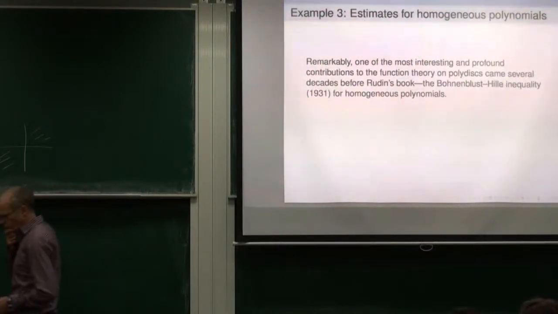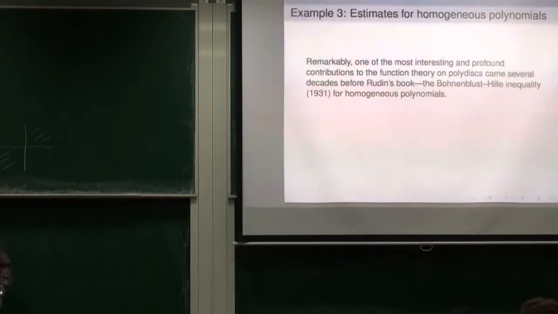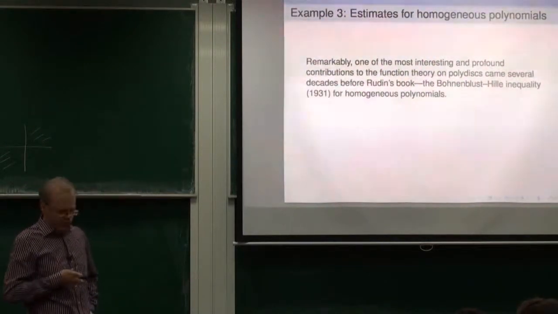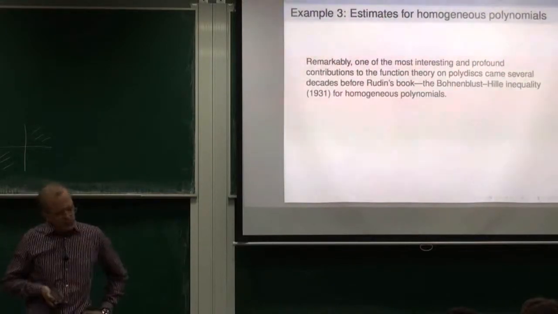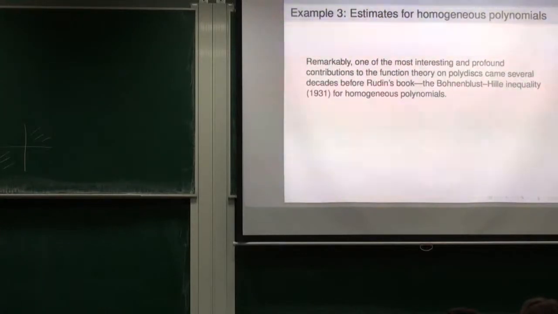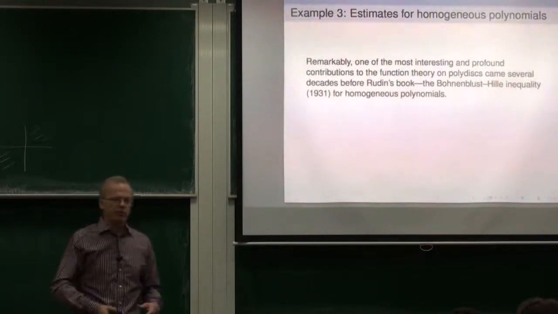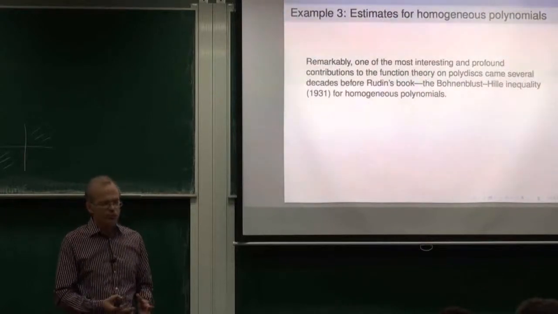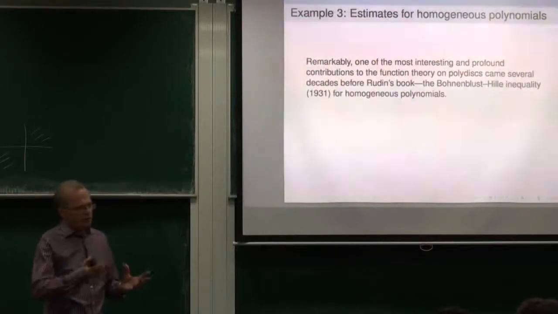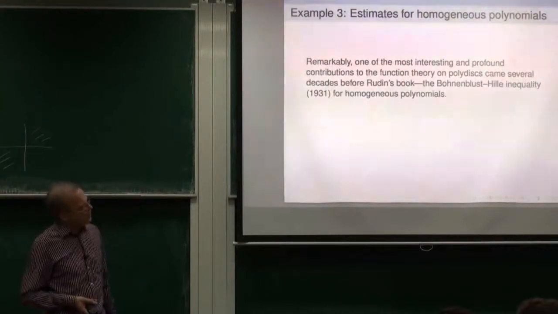My third example is certain estimates for homogeneous polynomials. And it is rather surprising to me that this is long before Rudin, really long before. It's a work by Bohnenblust and Hille from 1931. And the reason I think that it didn't get into Rudin's book is that it takes a completely different perspective. The perspective is not what can we get from the unit disk, but we come from infinitely many variables and we need tools to deal with infinite dimensional problems. So we want results which are independent of the dimension, for instance.